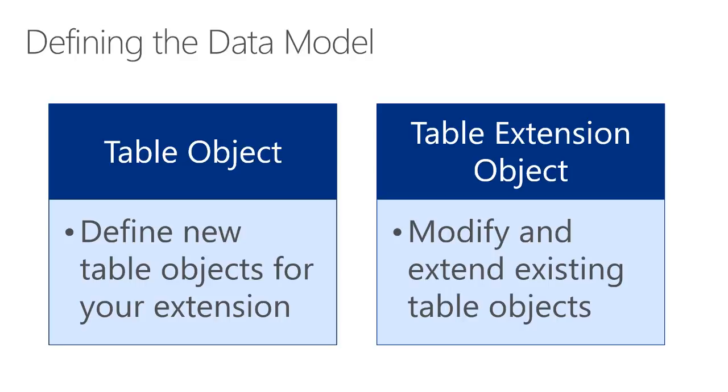And so a few things that you can do there: you can add fields, you can modify certain properties, you can add triggers to the table extension object that automatically subscribe to events in the table object of the base app. And we're going to create examples of those.